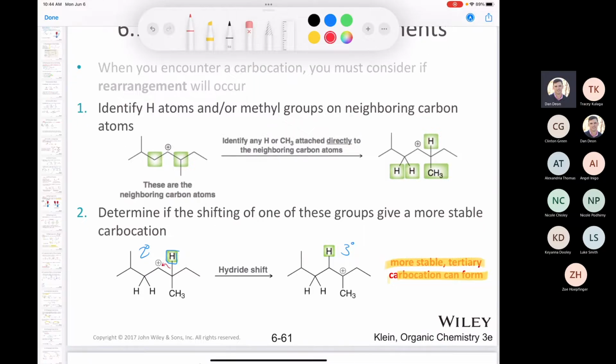So let's write down here. This will happen. Okay, look deep into my eyes. I'll hypnotize you. Anytime a carbocation rearrangement can occur and make something more stable, it's going to happen.